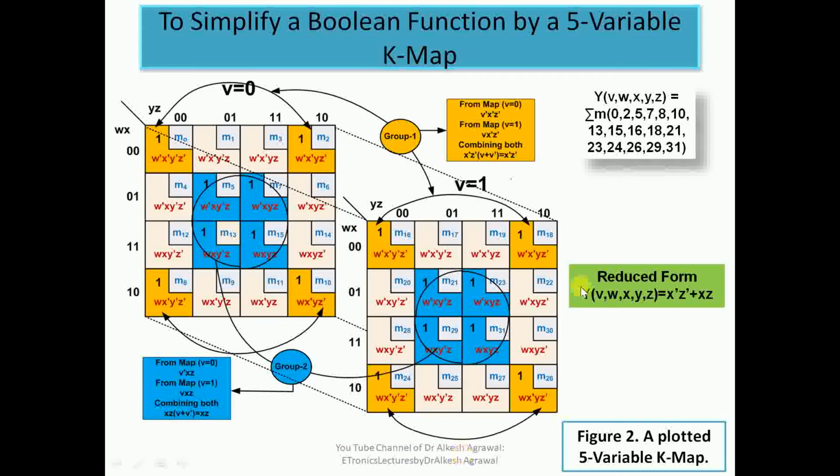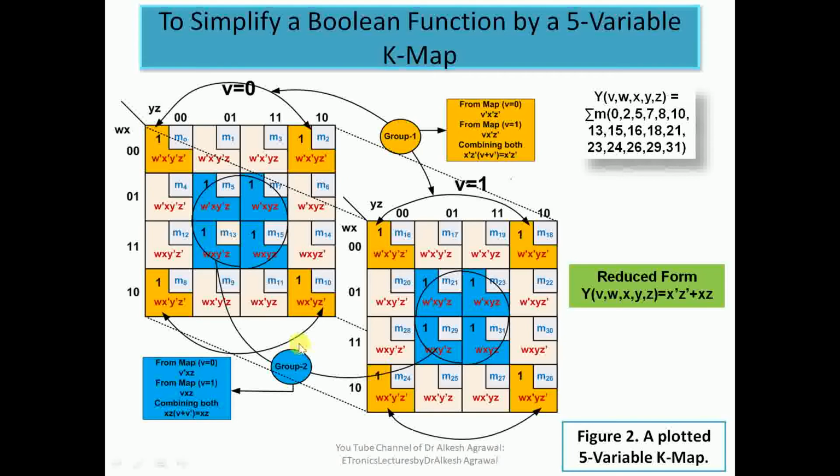From the other map we get the same thing except v is equal to 1, so what we get is v x bar z bar. If we combine both these values, we have x bar z bar common. So we get v or v bar, and finally what we get is x bar z bar. So this is the reduced form for group 1, which is common to both the maps.